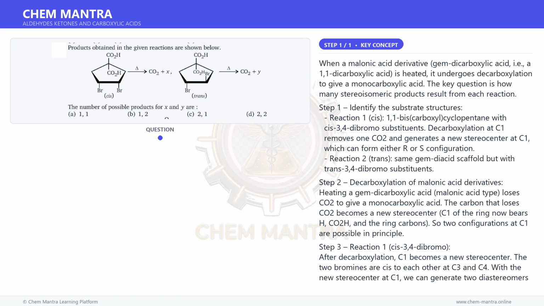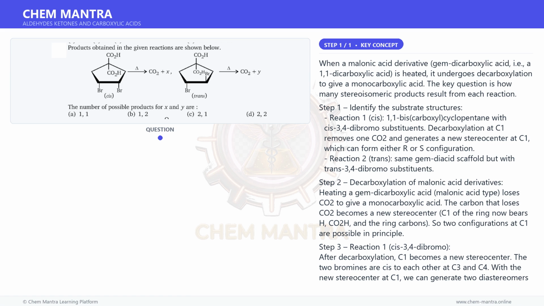Step 2, decarboxylation of malonic acid derivatives. Heating a gem-dicarboxylic acid, malonic acid type, loses CO2 to give a monocarboxylic acid. The carbon that loses CO2 becomes a new stereocenter. C1 of the ring now bears H, CO2H, and the ring carbons. So two configurations at C1 are possible in principle.